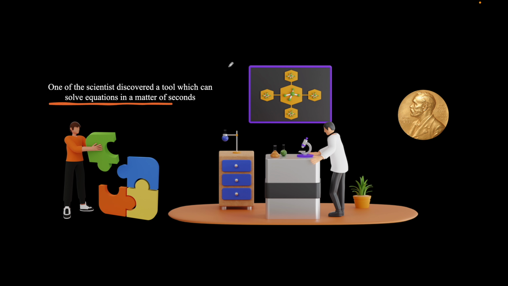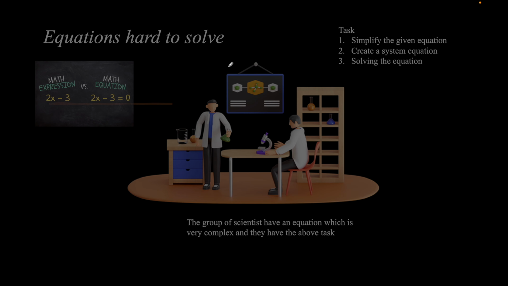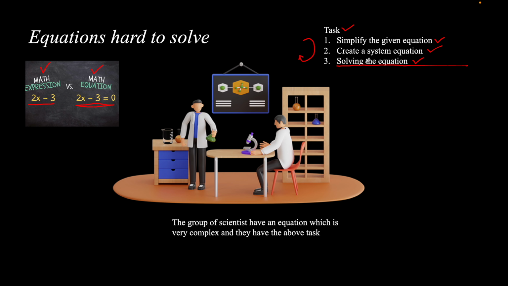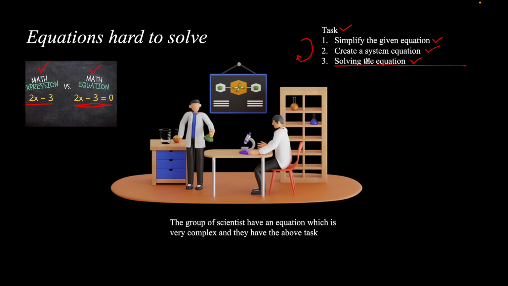So basically, how the scientists won the Nobel Prize by solving all these equations in a repeated way, that is a key point which we can think about: how MATLAB can be used to solve such complex equations in a repeated way. So in this case, we will take a small example, and we will try to solve all these problems which are covered in the scenario, right? Simplify a given equation, create a system equation, and also solve the equation. Okay, so let's do it one by one.